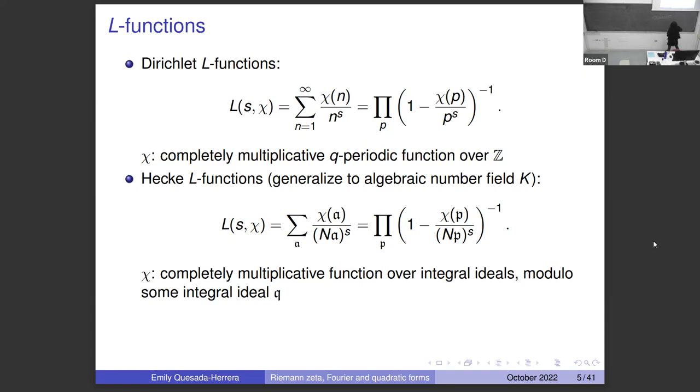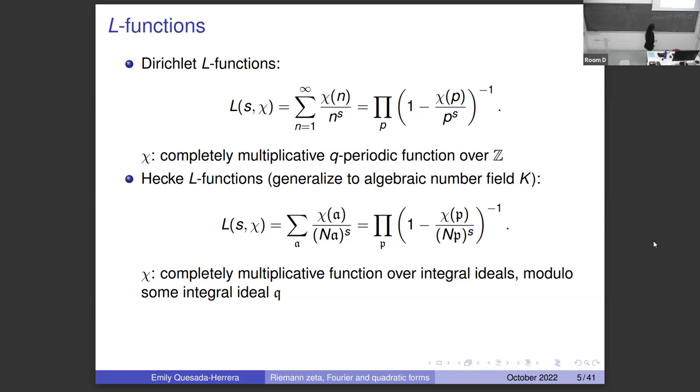This is like if you take the rational numbers and you add, for example, Q of i, or even Q of the square root of d with a and b rational. So this is a quadratic number field. And for some algebraic number field like this, we can find this Hecke L function in a similar way. So now, instead of a sum over integers, we have a sum over integral ideals. And in the denominator, we have the norm of this ideal, which is an integer. And in the numerator, we have this special Hecke character.